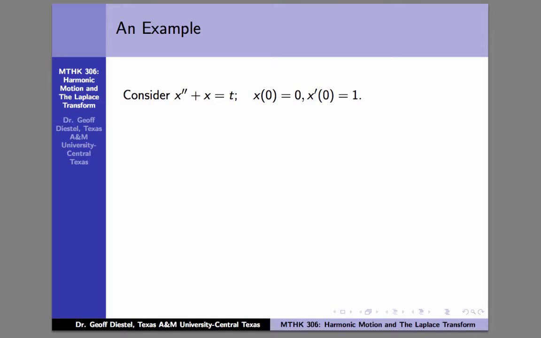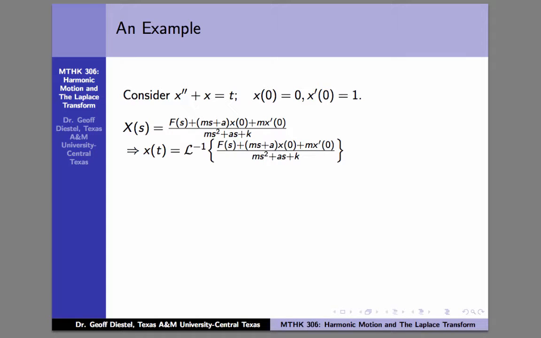So let's look at a simple example. So here's our second order initial value problem. Go straight to our formula. X of t is this stuff, but what is this stuff? F of s is the Laplace transform of the right-hand side function. We know what that is.